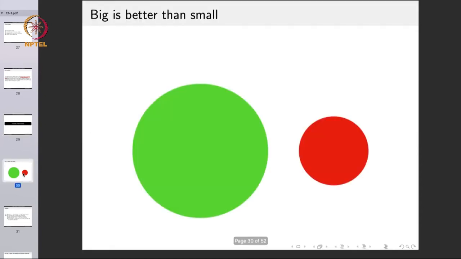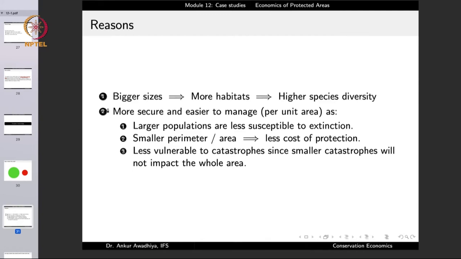Whenever you are making a protected area, go for a larger size. So big is better than small. Why? Because a bigger size means more number of habitats, which means a higher species diversity that you will be able to afford protection to. If you make a very small protected area, then you will be able to provide protection to less number of species. There are less number of habitats. But if you are able to construct a large size reserve, then you will be able to provide protection to a large number of species that live in the diverse habitats that you have converted into the protected area.